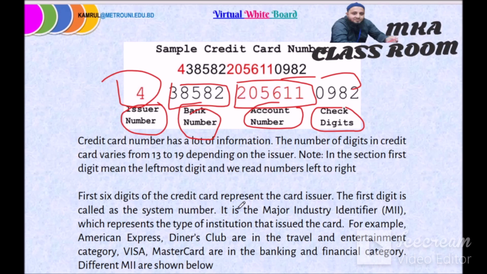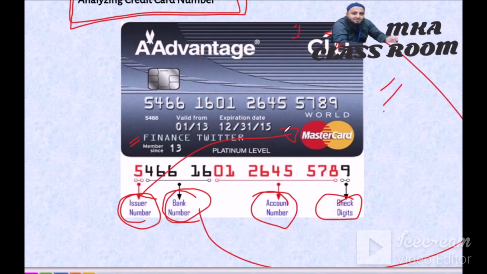It is the major industry identifier, MII, which represents the type of institution that issues the card. For example, American Express, Diners Club. So this number actually is a Visa or MasterCard number. Here I said it wrong. So this number should be the MasterCard number. The first digit indicates American Express, Diners Club, etc. in the travel and entertainment category, Visa, MasterCard in the banking and financial category. These are the different MIIs we have, the major industry identifiers of cards.